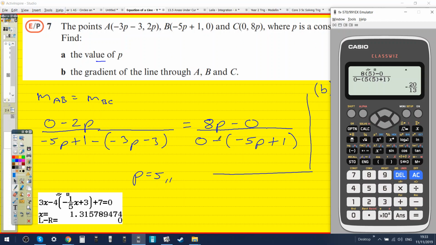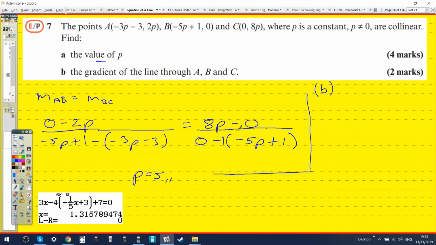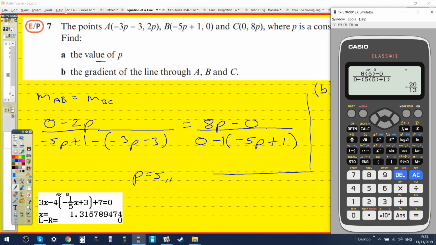Let's see. So if we expand this bracket out by minus 1, we get 5p minus 1. 5 times 5 is 25, 24. Yeah, should be the same. It's just some little thing. It's the minus sign. Maybe I'm putting it in wrong.